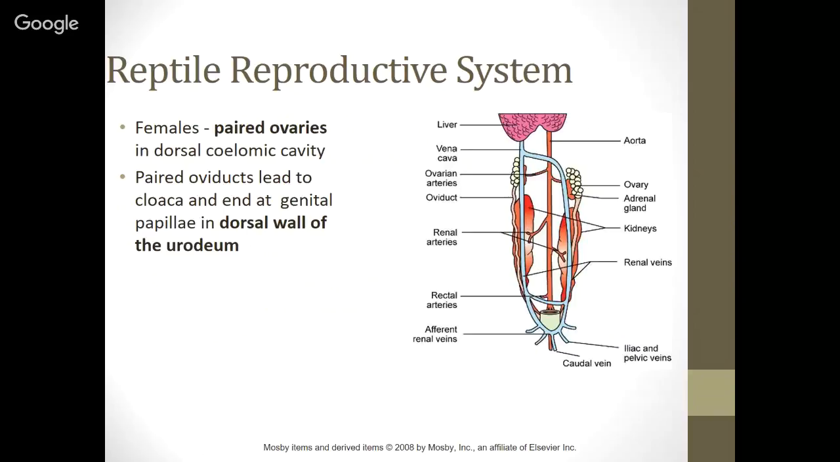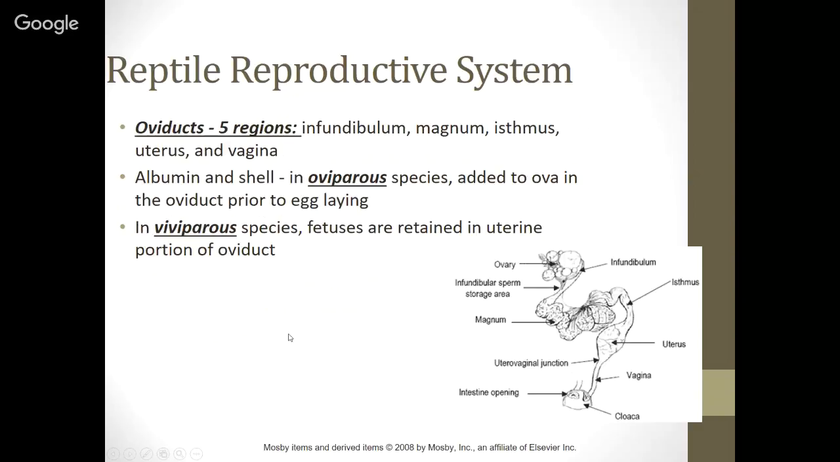These paired oviducts lead to the cloaca and end at the genital papilla in the dorsal wall of the urodeum. So they have ovaries on both sides, whereas the avian has it on the left side. The oviduct has 5 regions, just like the avian: infundibulum, which captures the egg, the magnum, the isthmus, the uterus, and the vagina. The albumin and shell in oviparous species are added to the ova in the oviduct prior to egg laying, so oviparous species lay eggs. In viviparous species, which are live births, the fetuses are retained in the uterine portion of the oviduct.